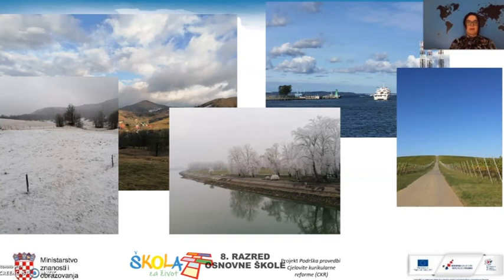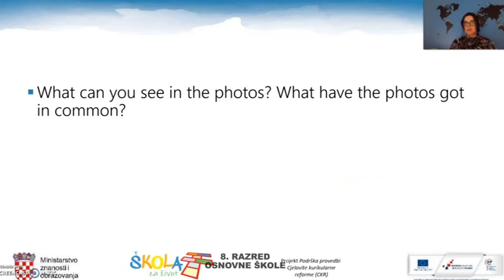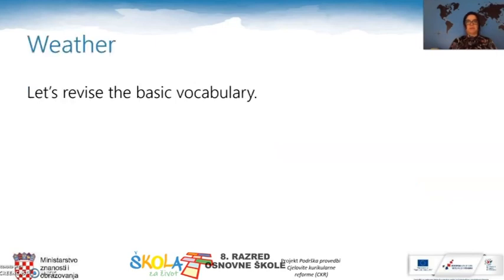I guess by now you have at least 5 words written down. So what do you see, or what can you see in the photos? What have the photos got in common? You can see the sky and the clouds. There is a lot of nature as well. And the scenery is different. So there are some sunny photos, there are some cloudy photos, nice weather, not so nice weather.